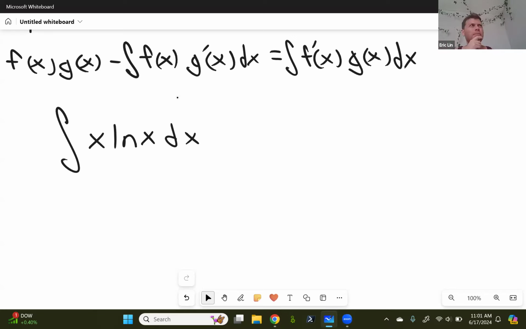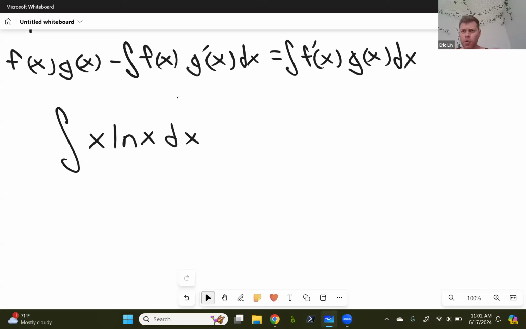You know what? I take it back. That integral might make sense. I don't actually have the integral of the natural log form memorized. I'd have to do it. So we're not going to worry about that.